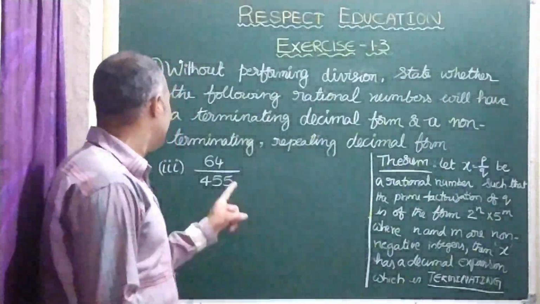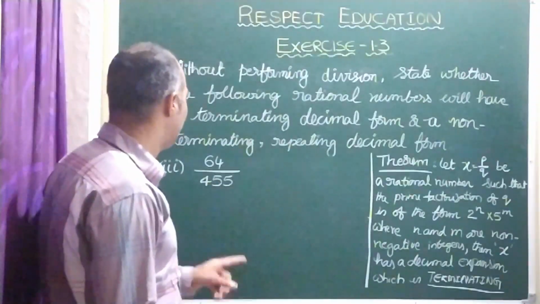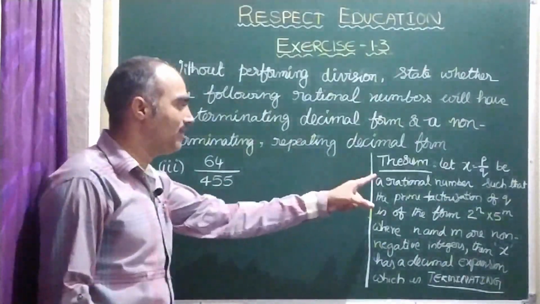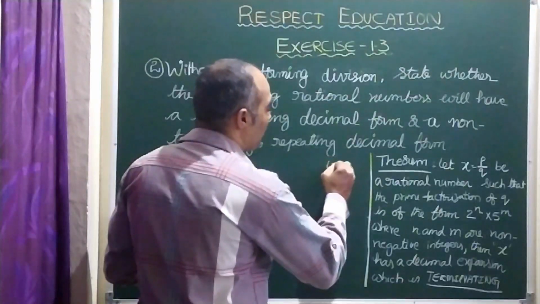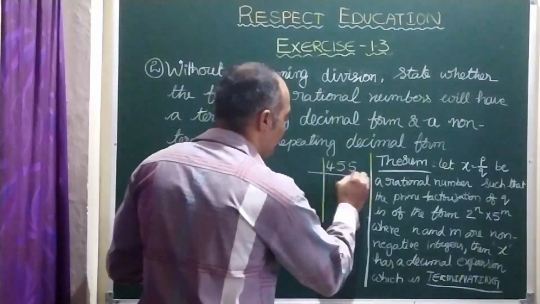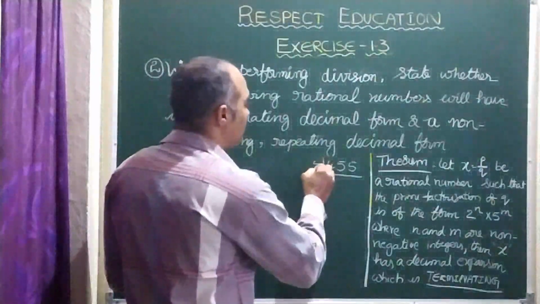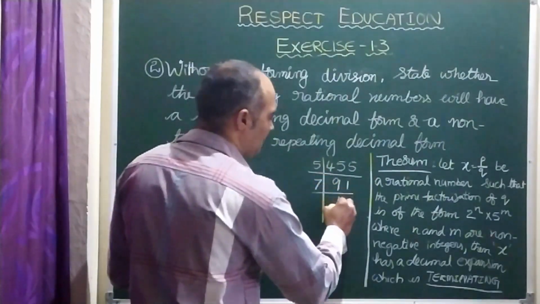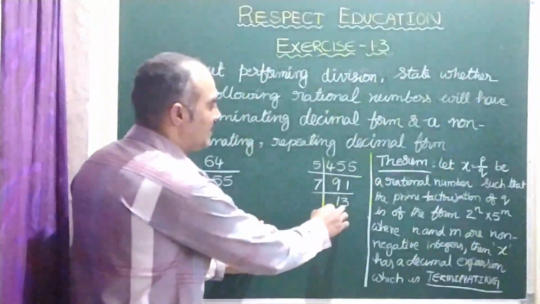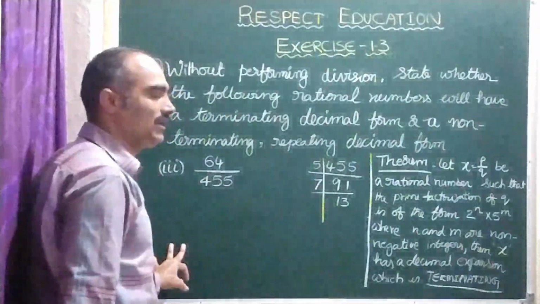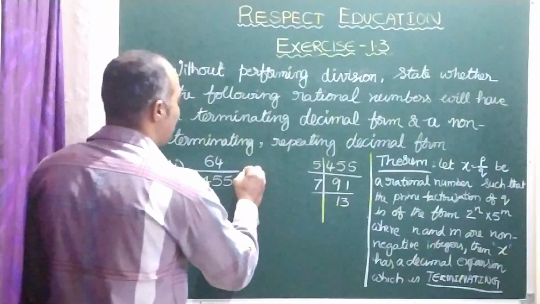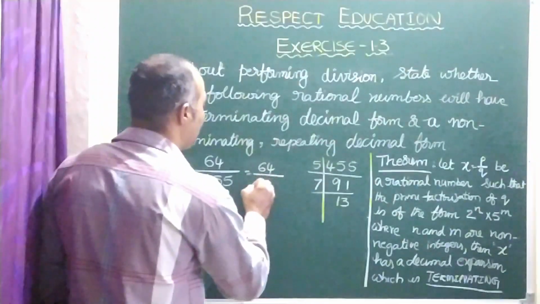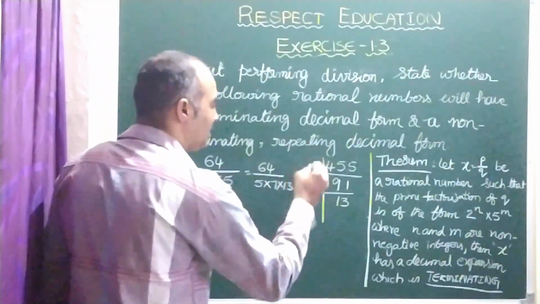Let us see the next bit, that is the third bit, 64 by 455. So here p is 64, q is 455. We are going to write the prime factorization of q. That means here the prime factorization of 455, right? So let us try with 5. 5 nines are 45, and 5 ones are 5, giving 91. Then with 7, 13 ones are 13. That's all, children. Since 13 is a prime number, we can stop this prime factorization here. So let us go back to the question. 455 can be written as 5 into 7 into 13, right?